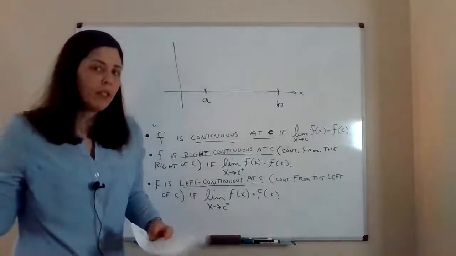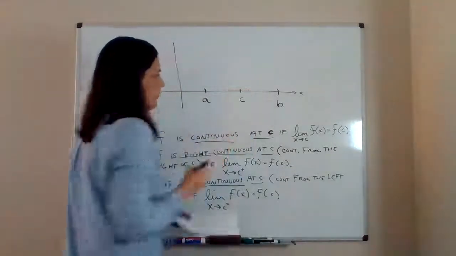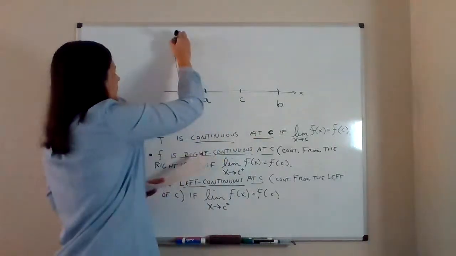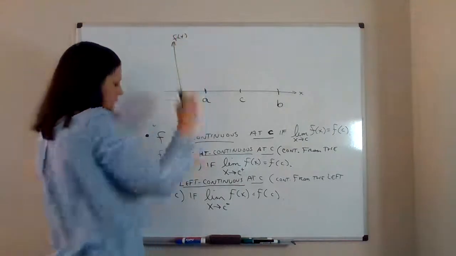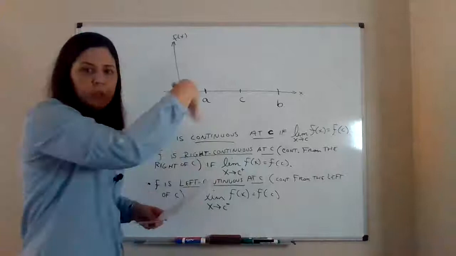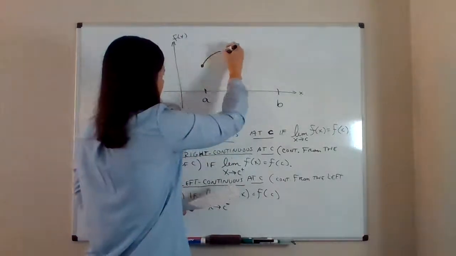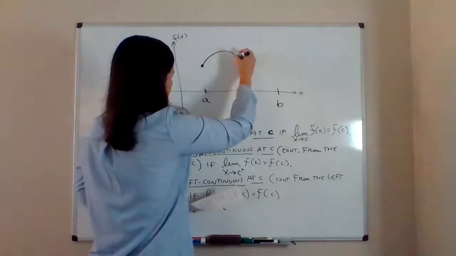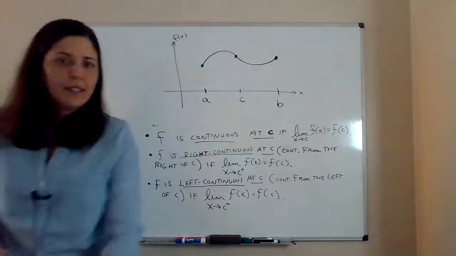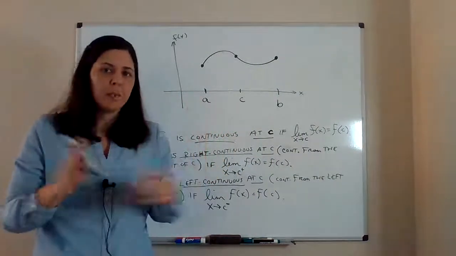C is somewhere in between. Doesn't matter where, somewhere in between. I'm just going to place it right here. It doesn't have to be in the middle, just somewhere in between. This is my y-axis, or f of x. And so my function can do anything, but I'm just going to draw it to do some kind of curve here. So I'm going to say that I have a point here, and it curves. There's a point at C, and it curves and does something else. Okay, this is a continuous function on this interval from A to B.